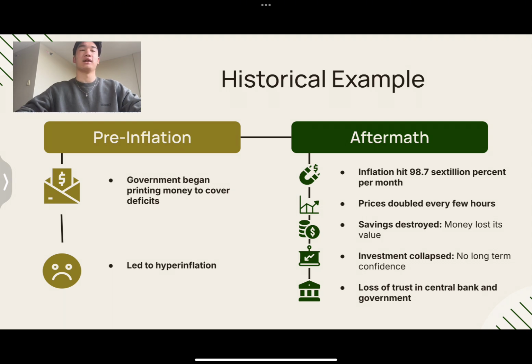By 2008, Zimbabwe's inflation rate had reached astronomical levels, estimated at 89.76 billion percent per month at its peak. Prices were doubling every few hours, and the government was forced to issue banknotes in denominations as high as 100 trillion Zimbabwean dollars. The economic costs of such inflation were severe and widespread.